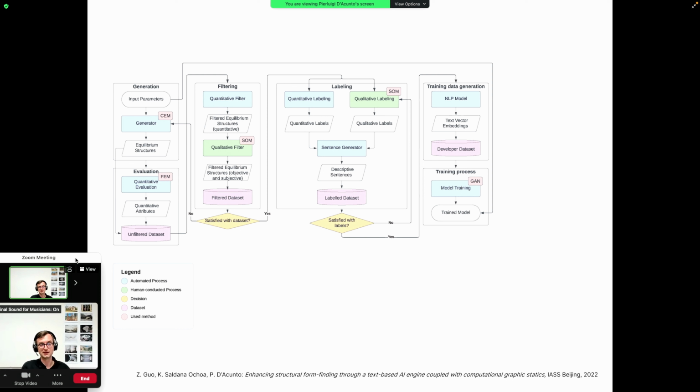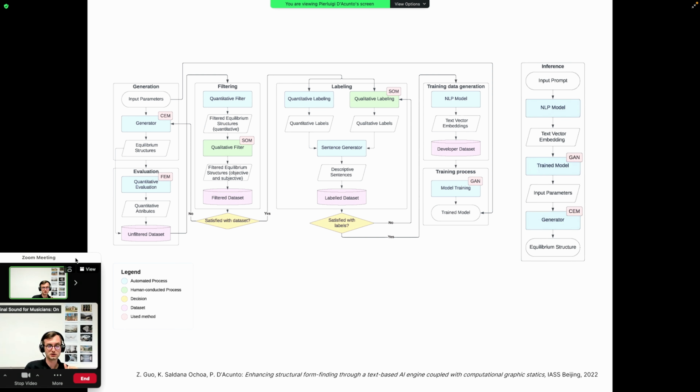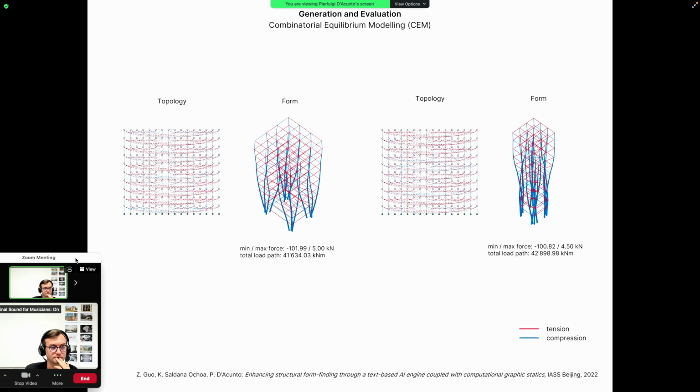So this is what is done on the side of the developers of this data set of structures. And then once after the training of the model with the GAN, this data set can be deployed to the human designers, who are then able to use this in order to make text prompts and then automatically retrieve new structures generated using the initial inputs.